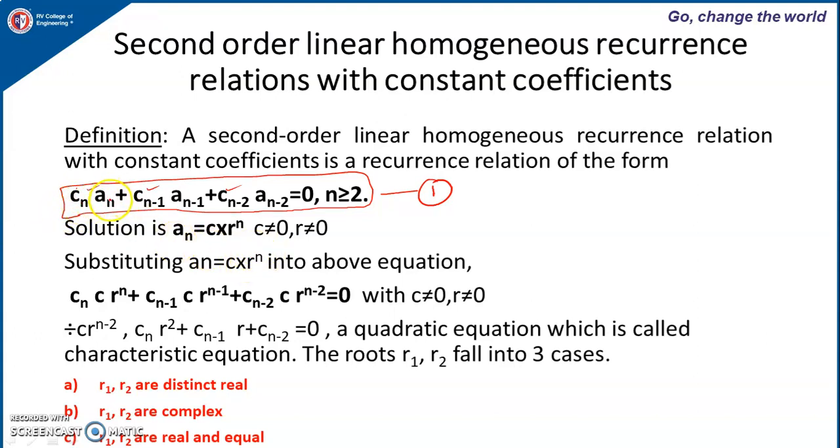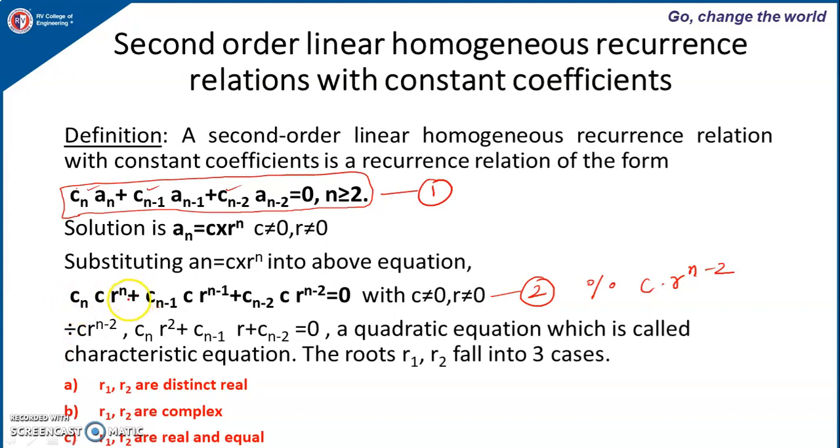So Cn an is Cn into c into r power n, then Cn minus 1, and an minus 1 will be c into r power n minus 1. Cn minus 2 and an minus 2 will be c into r power n minus 2. Okay, that is equal to 0 with c not equal to 0 and r not equal to 0. And then let us say this is equation 2, and this we will divide by c into r power n minus 2.